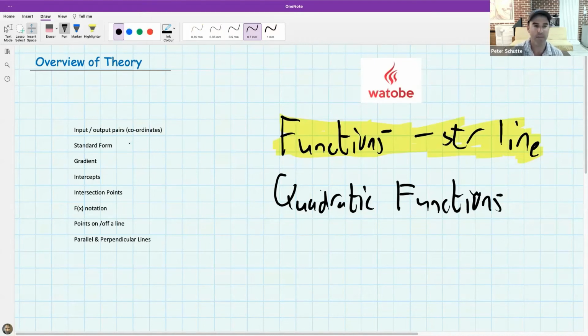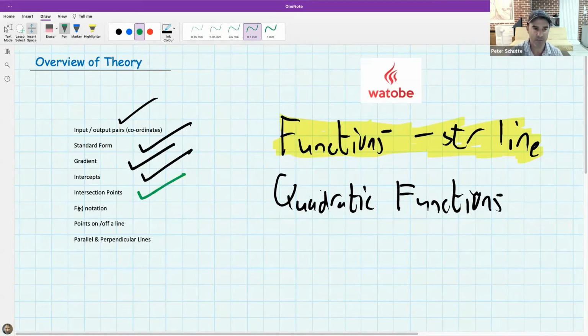So we're going to talk about input-output pairs. We're going to talk about the standard form of a straight line function, gradient, intercepts. And I'm just repeating these words so that your brains are starting to go, all right, I remember that. I heard that once. We're going to talk about intersection points. We're going to talk about f of x notation.